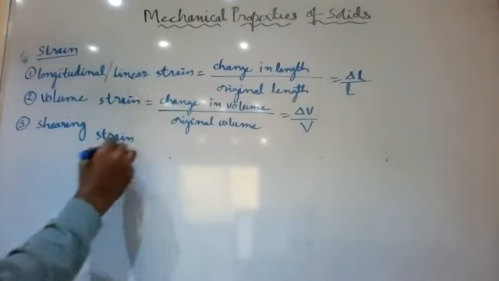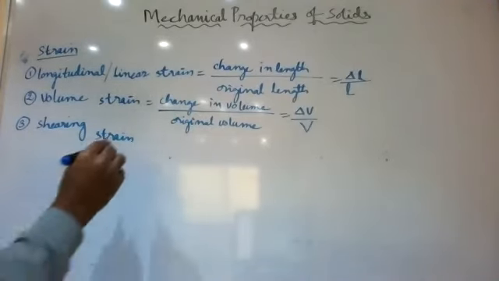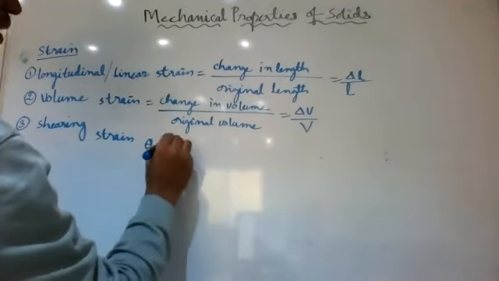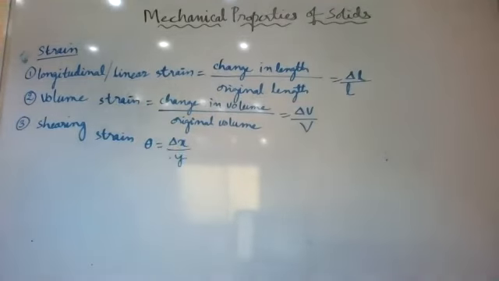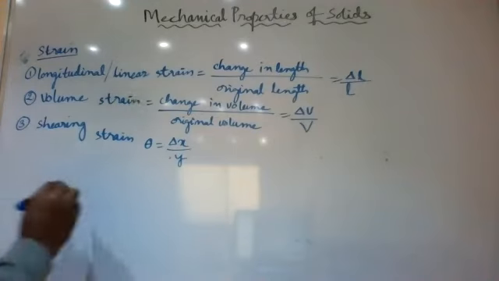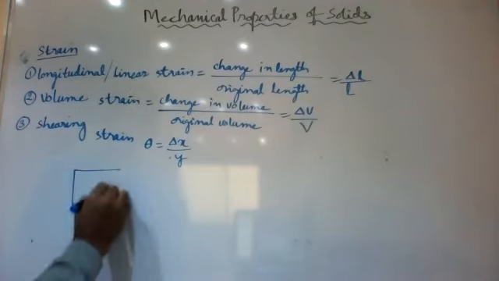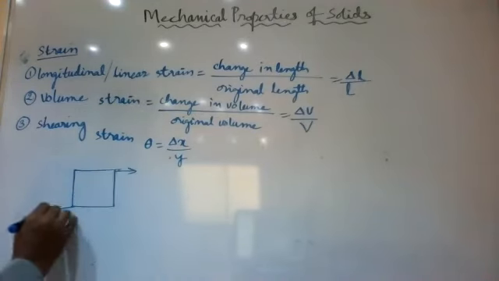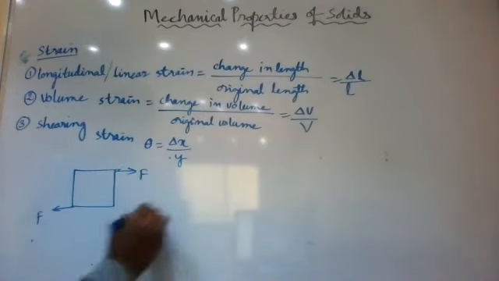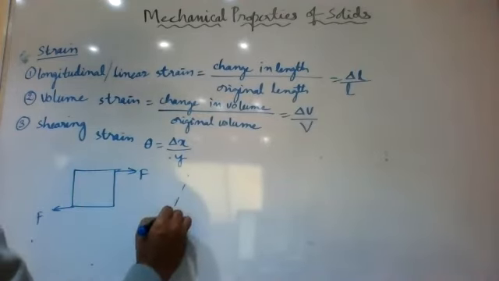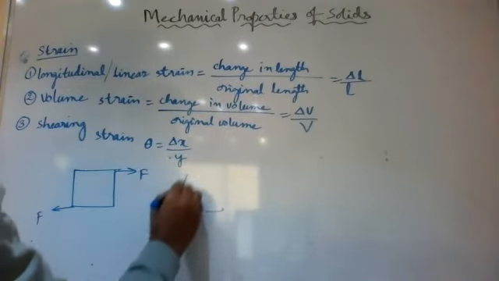Shearing strain is given by theta is equal to delta X by Y. I am writing. What is delta X and what is Y? See here, this was the actual shape of the book. We applied the force here. This is the applied force and this is the restoring force, because of which the book got deformed.